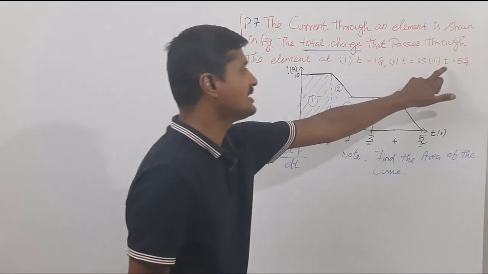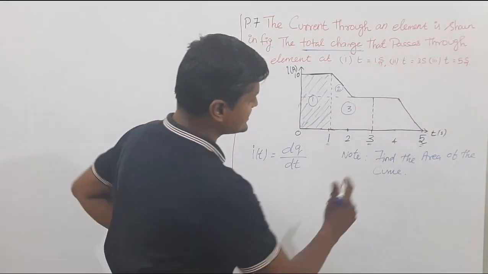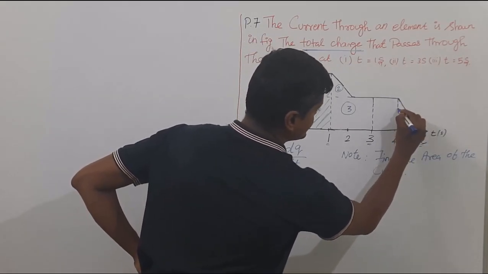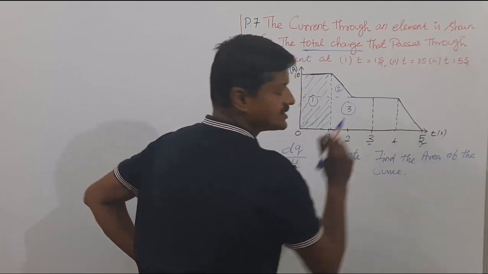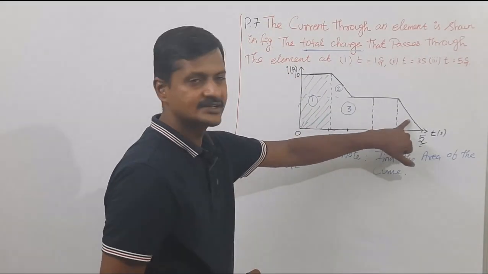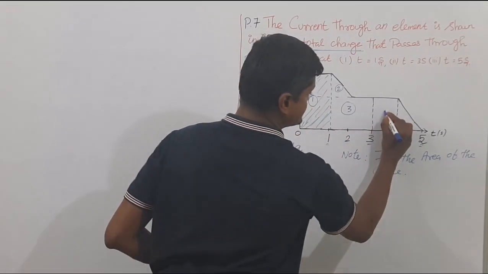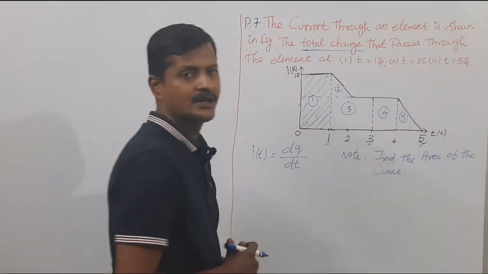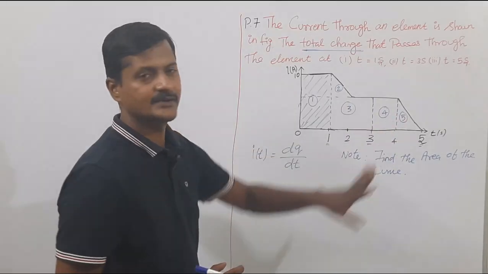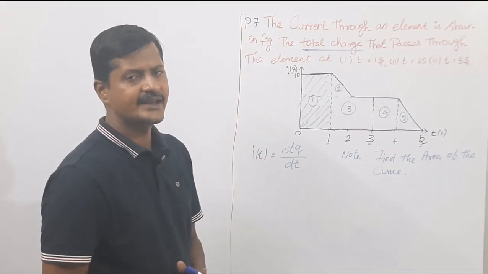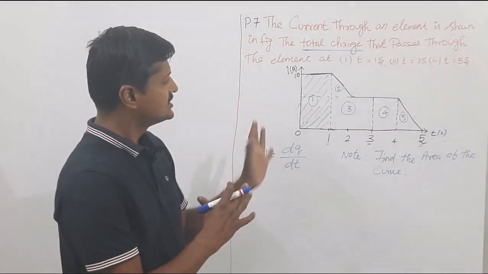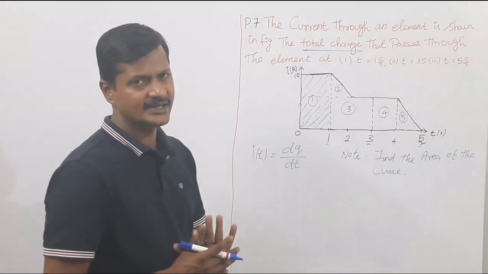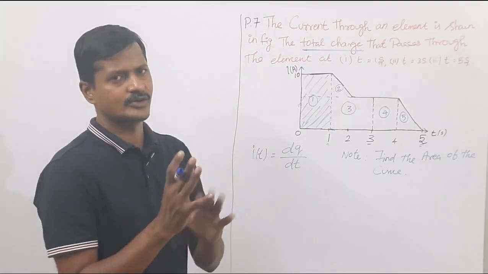So next we need to find t equal to 5 seconds. So at 5 seconds, we can split up this graph. This is one square and this is a triangle. So this is area number 4 and this is area number 5. So we have split the given curve into different areas. Then if we calculate the areas, we can get the total charge at a particular time.